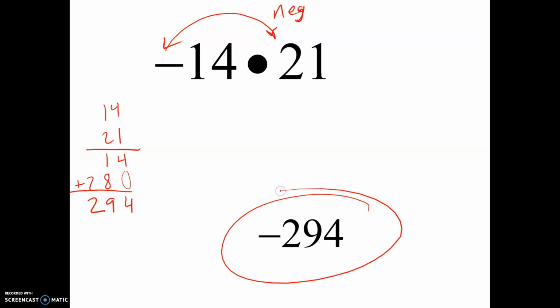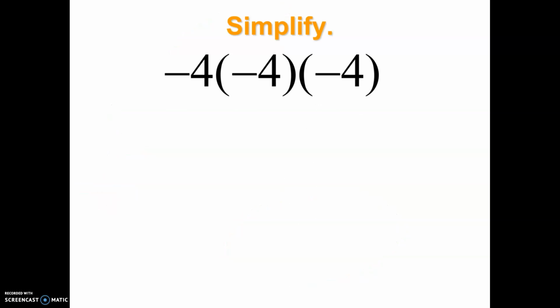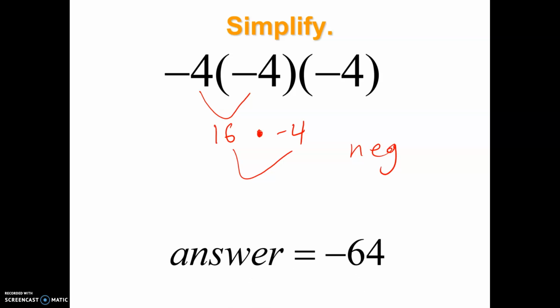All right. Next one, don't forget to pause the problem. Don't forget to pause it each time. So when we look at this, remember we can't do 3 in a row, so we have to do 2 at a time. Same sign, positive 16 times -4. Different sign, so it's negative. And 4 times 16 is 64. So our answer is going to be -64.